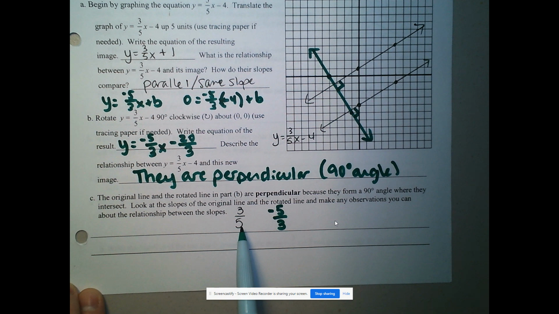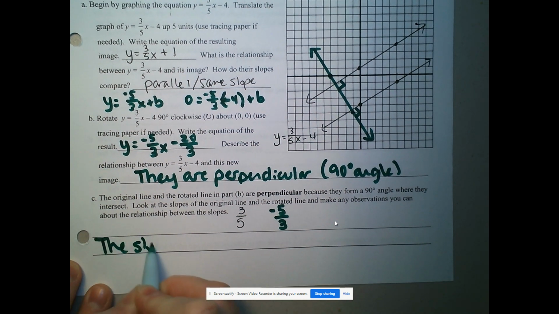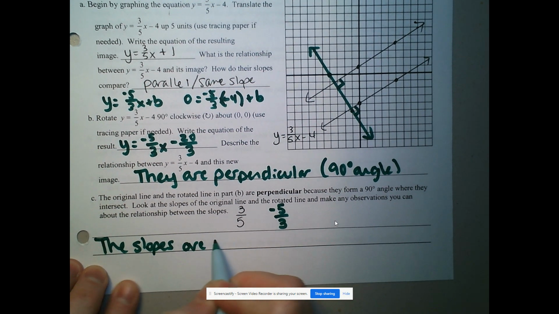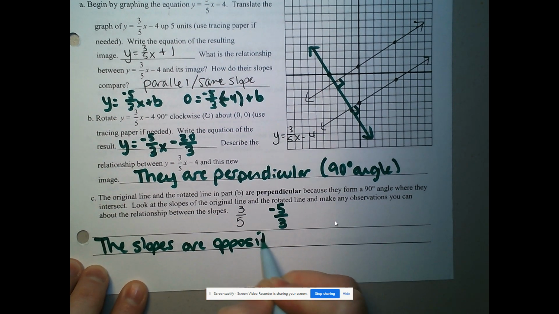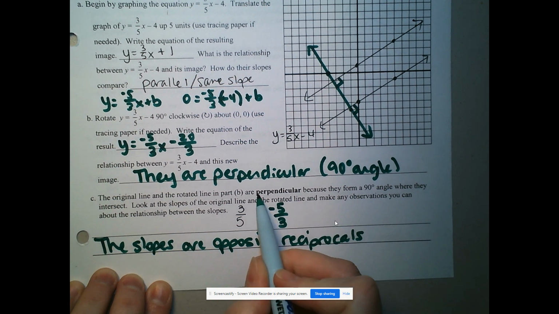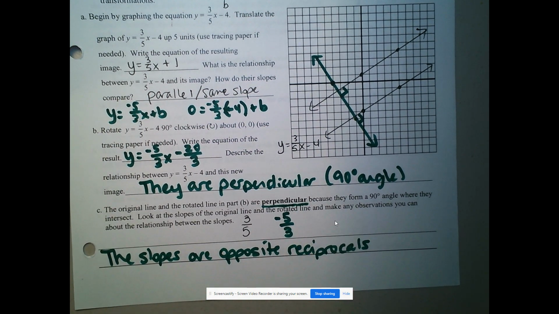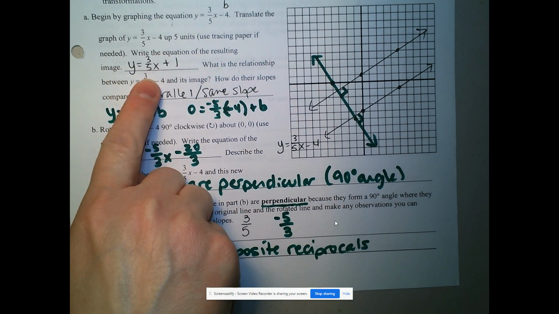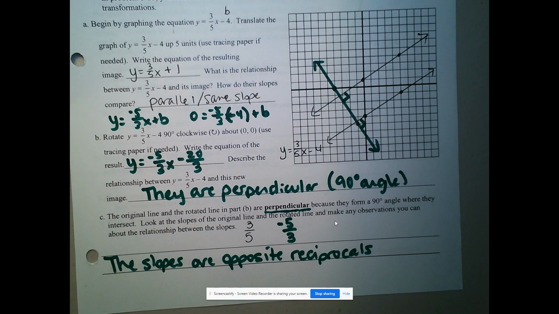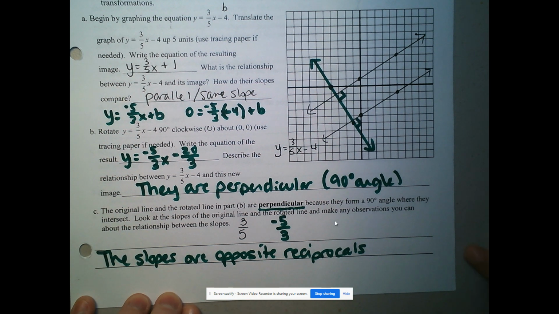The first one was 3/5. The reciprocal to that is 5/3. So the slopes are opposite reciprocals. And that is specific to perpendicular, okay? That's only going to be the case if you have two lines that are perpendicular. Just want to clarify that. When they were parallel, you notice you got 3/5 and 3/5. So parallel lines have the same slope, where perpendicular lines, the slopes are opposite reciprocals.